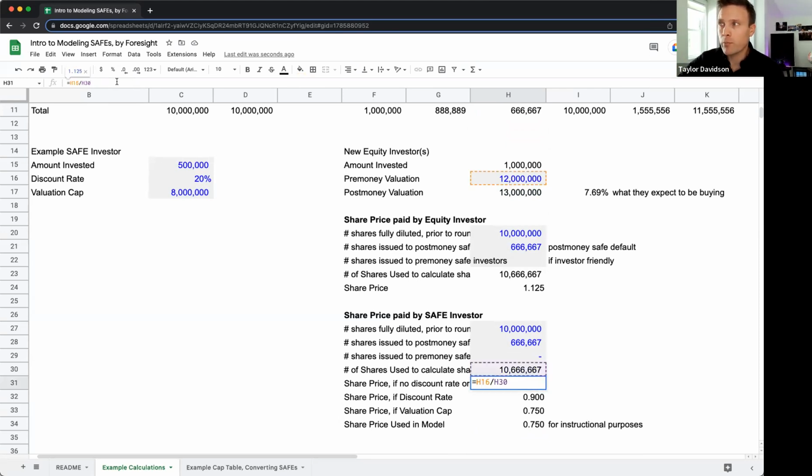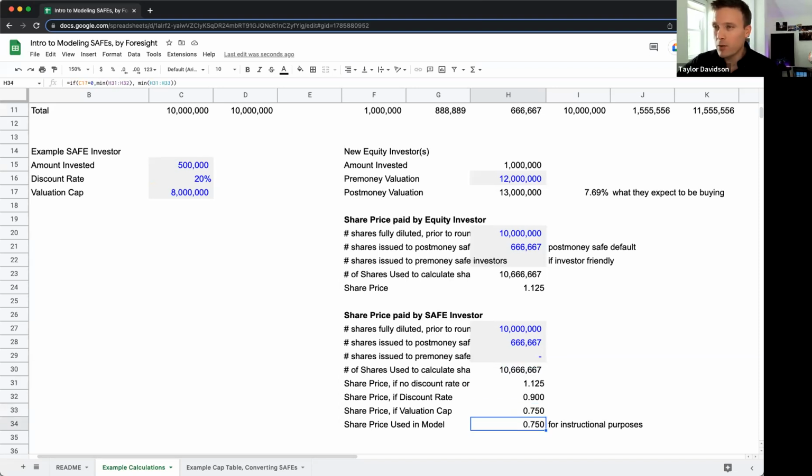This one says what's the share price: the total number of shares available divided by the valuation. The one below it is the discount rate, what the equity investor pays times 1 minus the discount rate. Using the valuation cap, instead of using the pre-money valuation, it uses the cap. So it's whatever the valuation cap is divided by the number of shares used for it, and then take the least of all of them.